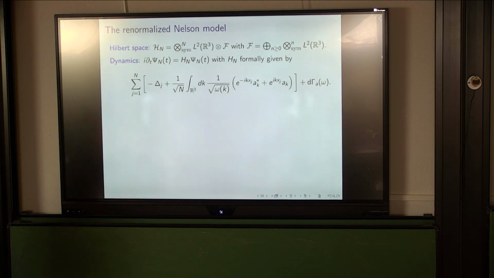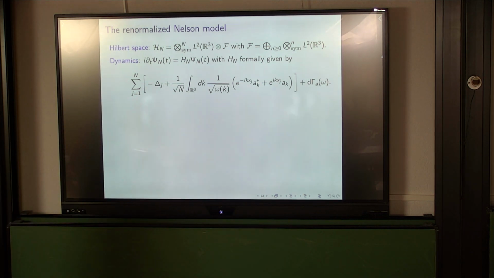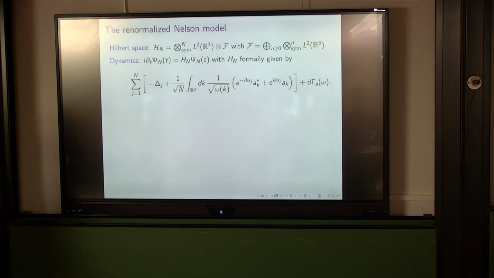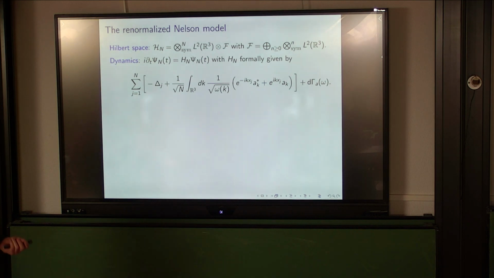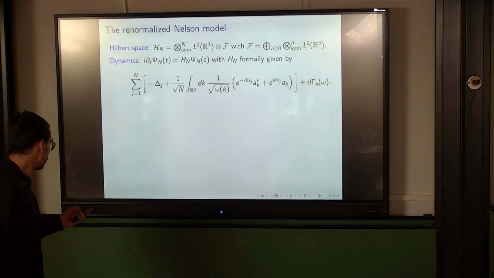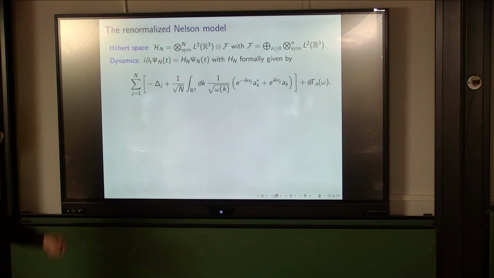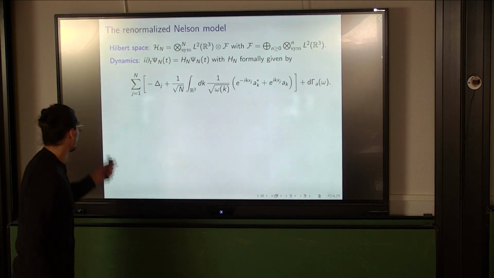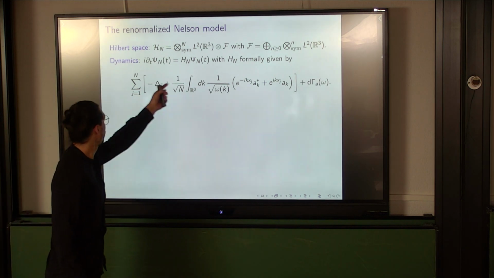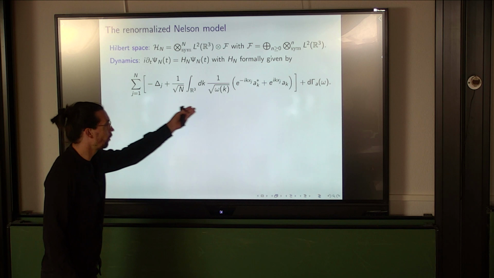So the Nelson model describes non-relativistic particles which interact with a quantized scalar field. In this talk, I'm interested in the case where one has n non-relativistic bosons. So the Hilbert space is the space of symmetric wave functions for n particles times the bosonic Fock space over L2. Elements in this Hilbert space evolve according to the Schrödinger equation, where the Hamiltonian H_n is formally given by this expression.